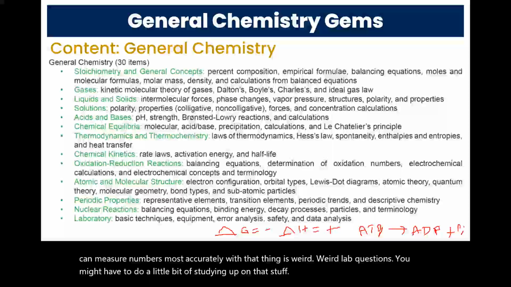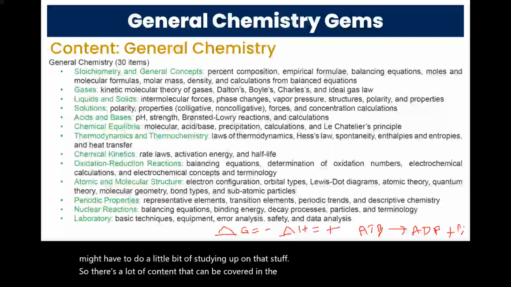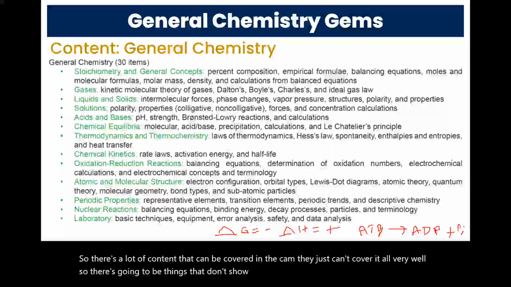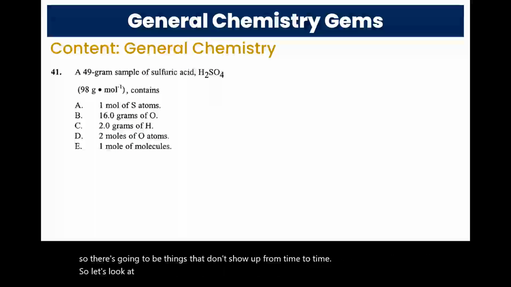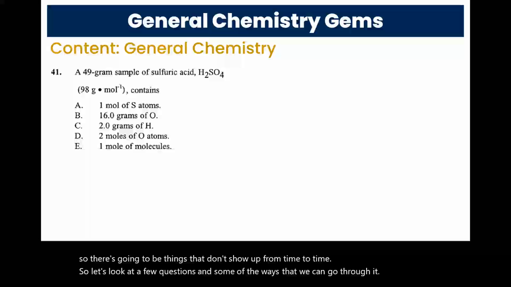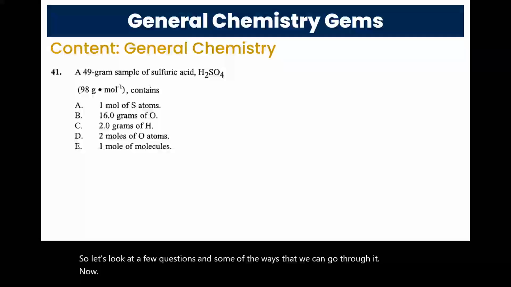So there's a lot of content that could be covered in the GChem. They just can't cover it all very well. So there's going to be things that don't show up from time to time. So let's look at a few questions and some of the ways that we can go through it. Now, this question looks like it's a heavy math question. Do you get a calculator on this section of the test?